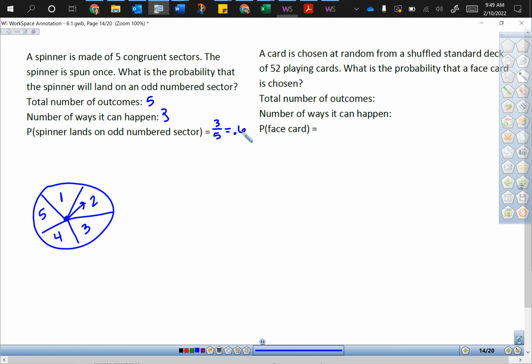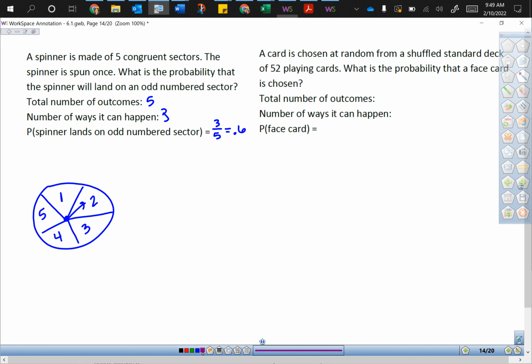Okay. Next one. A card is chosen at random from a shuffled standard deck of 52 playing cards. What is the probability that a face card is chosen? So let's start first here. Let's talk about a standard deck of shuffled cards. We are going to refer to a deck of cards a lot this semester, so let's get a fair understanding. How many suits are there in a deck of cards?